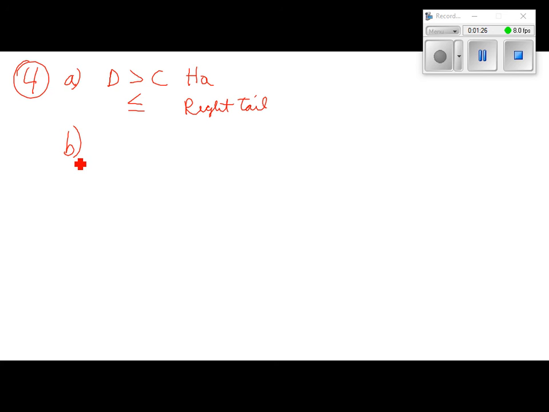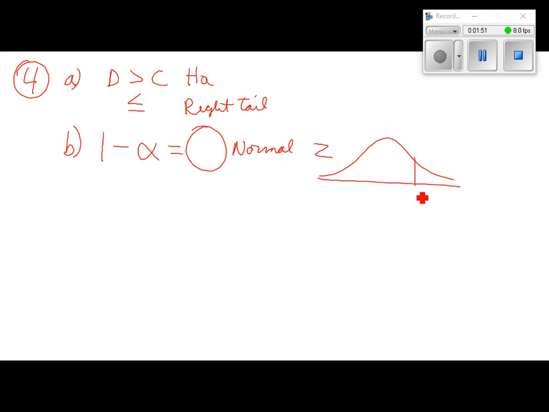For Part B, you have to do 1 minus the alpha to see what you're going to look up on the chart, and you're going to look it up on the normal chart, the normal one or the Z chart. So you do 1 minus alpha, and then you look up that number, and that's going to tell you your critical value. And don't forget that we set up here it's right-tailed, so that means it's this part. So you should get a positive number there for your critical value, your Z sub 0.